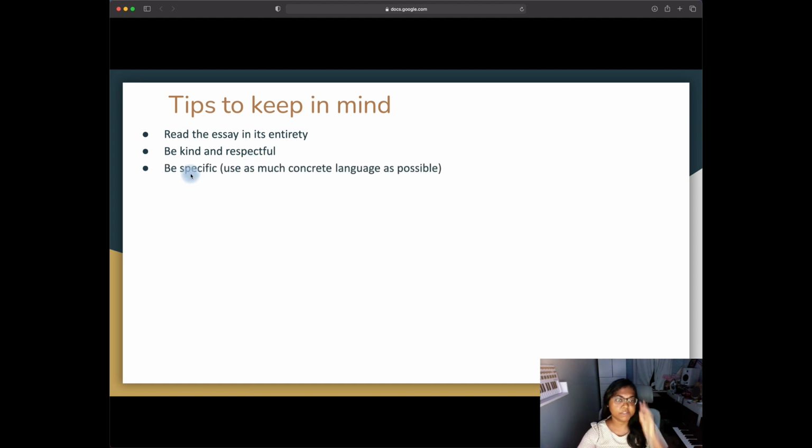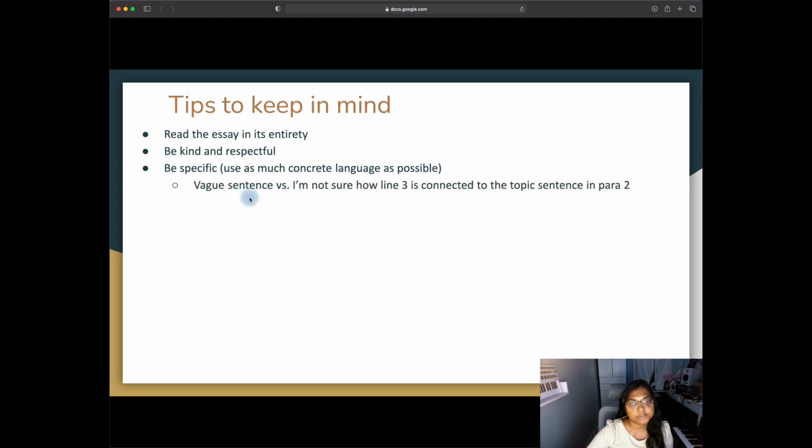Next, you want to be specific and use as much concrete language as possible. So for example, instead of writing in your classmate's work that something is a vague sentence, what you can say is, I'm not sure how line 3 is connected to the topic sentence in paragraph 2. So now they know exactly what they need to work on. It's not just that the sentence is vague, but that you're not really seeing the connection between what they're saying and their topic sentence, so they need to clarify that connection.